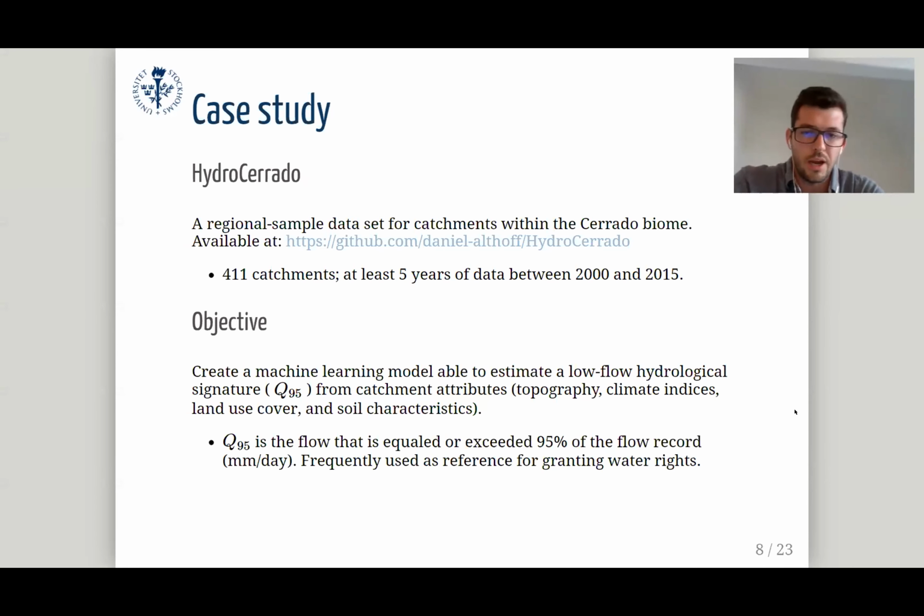And this low flow hydrological signature that I'm predicting is the Q95. It's the flow that is equaled or exceeded 95% of the flow record. And so this would be like creating a model that can be used to regionalize this hydrological signature. It's a signature that's strongly related to flow levels during the dry season, so it's frequently used in Brazil as a reference for granting water rights. And well, that's our objective: we can create a model and predict the signature in places that are unmonitored or ungauged.